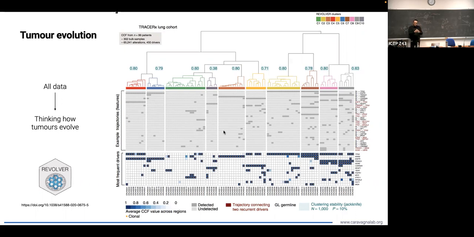Does it make sense? Yes, there is a question on the chat from Beatrice. She asks, do you also account for the possible... Yes, I didn't make any distinction at this point, in the sense that we use any somatic mutations, synonymous mutations, non-synonymous mutations. We do use everything for the process.